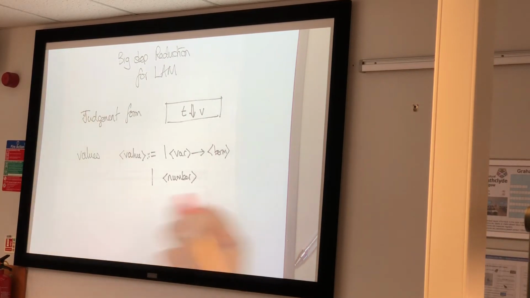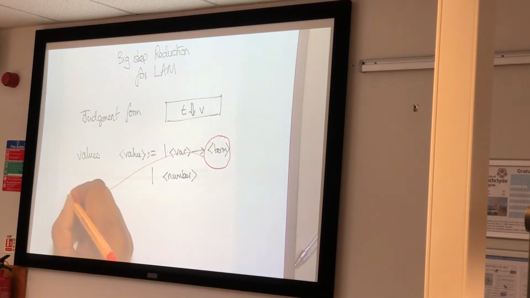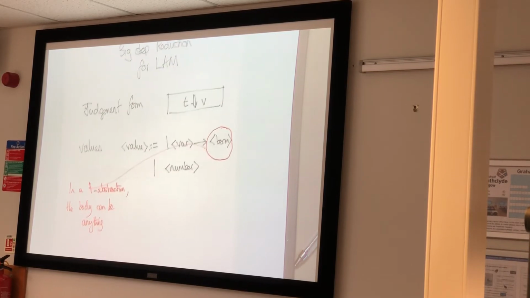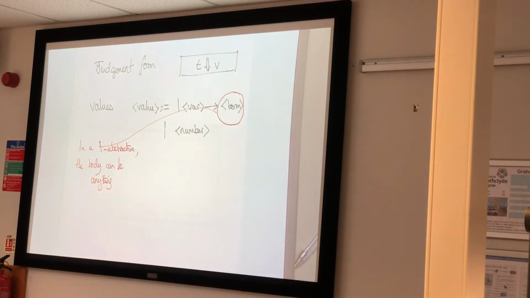And notice, sneaky point here, in a lambda abstraction, the body can be anything. The reason is because we don't want to reduce inside the function until some input comes along. Okay, so those are our values, and those are our judgment forms. So now, all we have to do is write a rule for each piece of syntax.